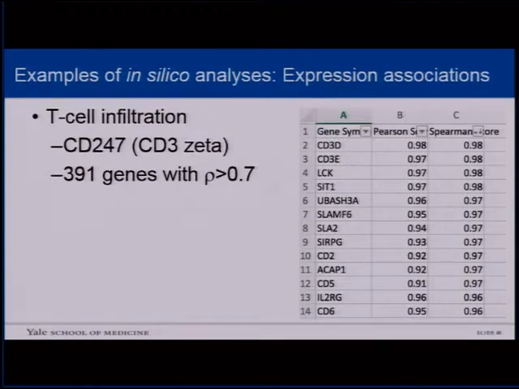So you could do different versions of CD3 for T cells. This is the zeta chain of CD3, which is CD247. And this is kind of stunning. If you look at the rho values here, you'll never see correlations this good in pretty much anything you do biologically. There's 391 genes with a rho of over 0.7.